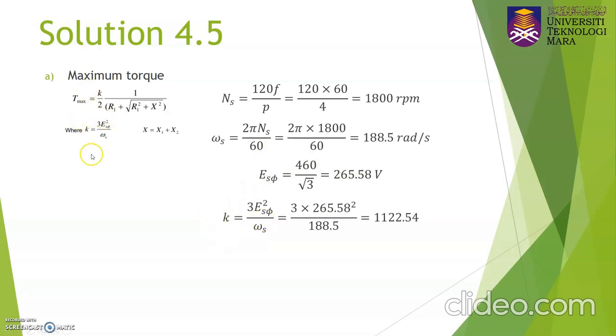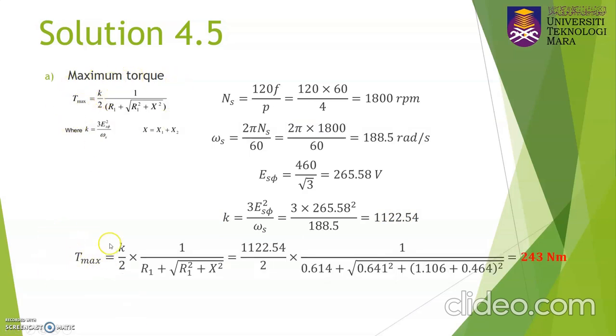Finally, the value of K. You just substitute all the values into the formula, and you get K equal to 1122.54. Based on the value of K, you can then calculate the maximum torque. The formula is given by this. You just substitute all the values accordingly, and you get the maximum torque equal to 243 Newton meter. So this is the Tmax.